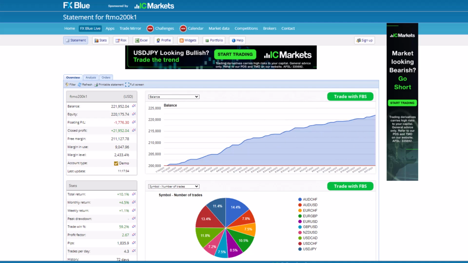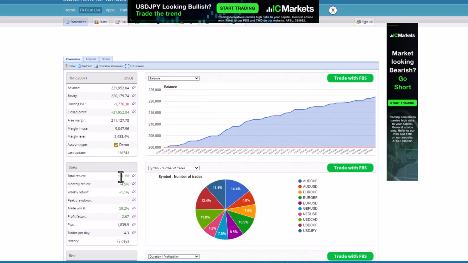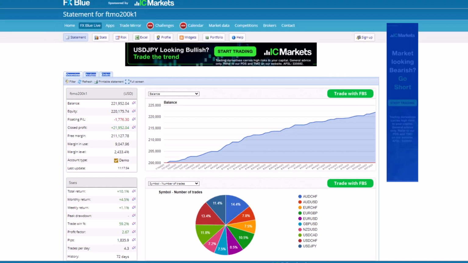Now here's the analysis of the account, and here you can see it's done a 10% return. So from a profit point of view, it's met the proprietary trading requirement, but it's taken 72 days. You must be aware of it. It might take 80 days to get to that particular level. And the most important thing that proprietary firms look for is the drawdown statistic. Let's go and have a look at the drawdown statistics.